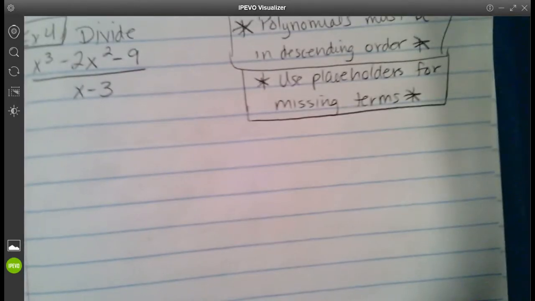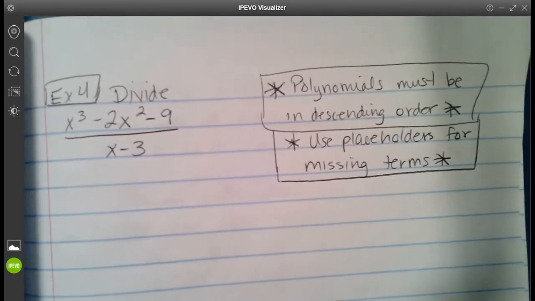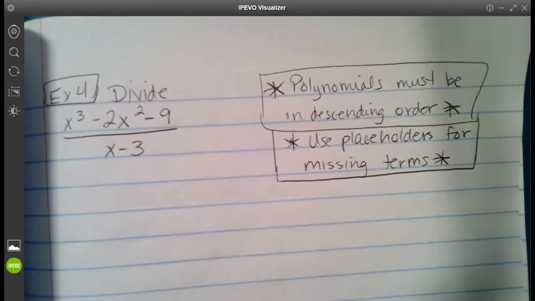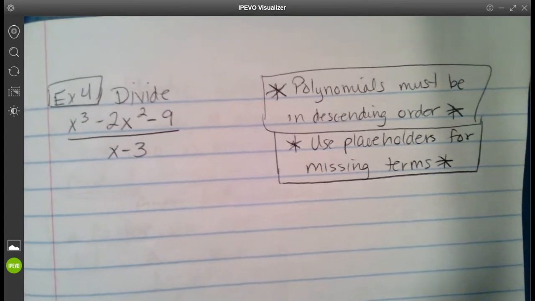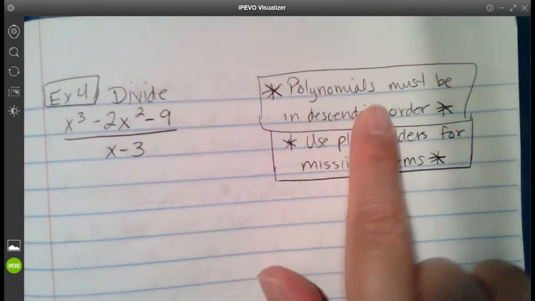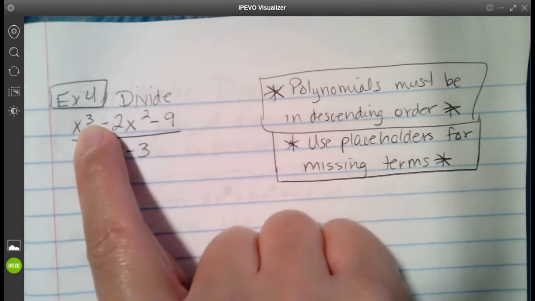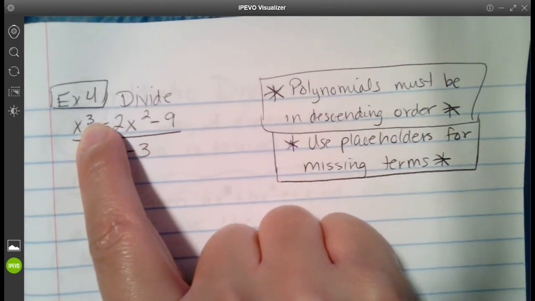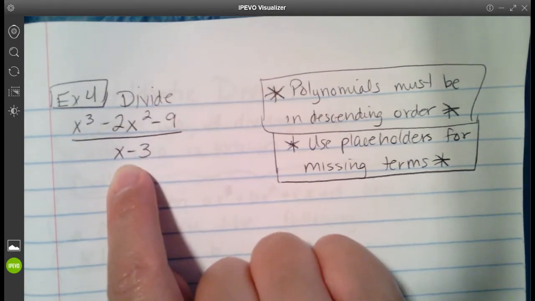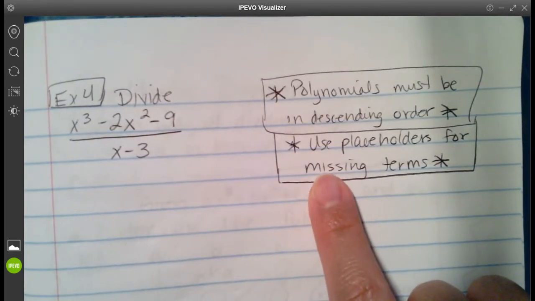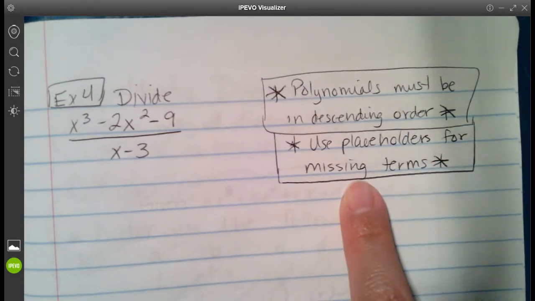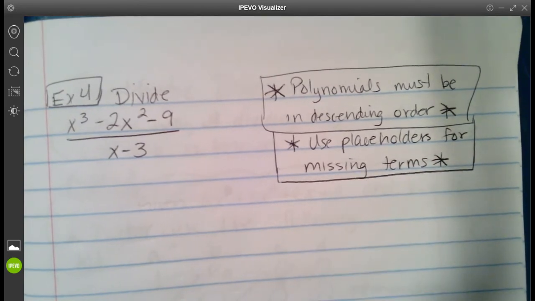And then we're going to do synthetic division, which is my favorite because I feel like it's so much easier. Okay, so we're going to divide x cubed minus 2x squared minus 9 by x minus 3. For this one, I'm not going to do the graph and everything else. I just want to do the division. Okay, couple things on this one. The polynomials must be in descending order. So that means that you have to have the highest exponent here going down that way. Same thing with the divisor. And if you're missing some, you're going to use placeholders for those missing terms. You'll see what I mean in just a moment.